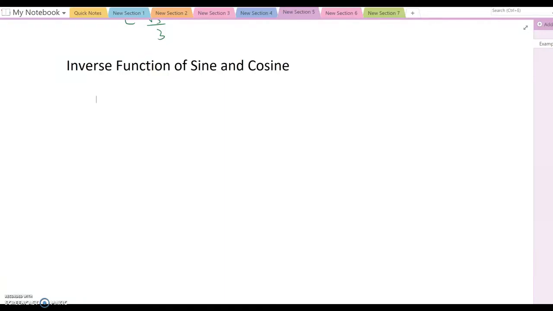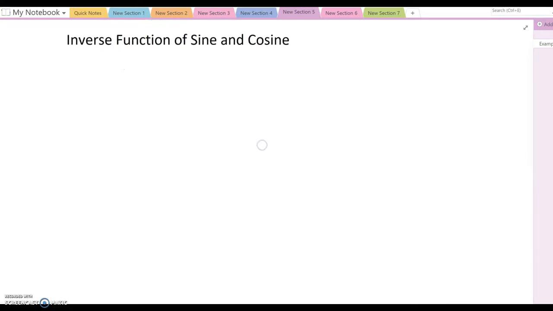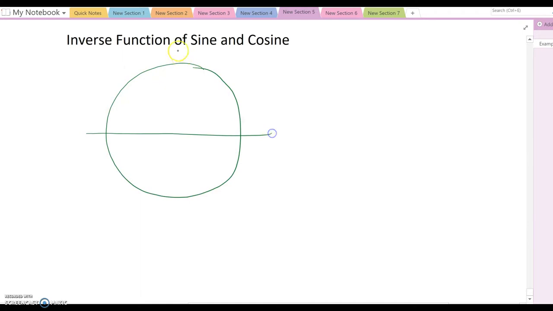Okay, so this time we're gonna find out the inverse function of sine and cosine. So I'm gonna just make another unit circle first and then just confirm the basic key value of sine and cosine value here. So now this is the 30, 60, 90.